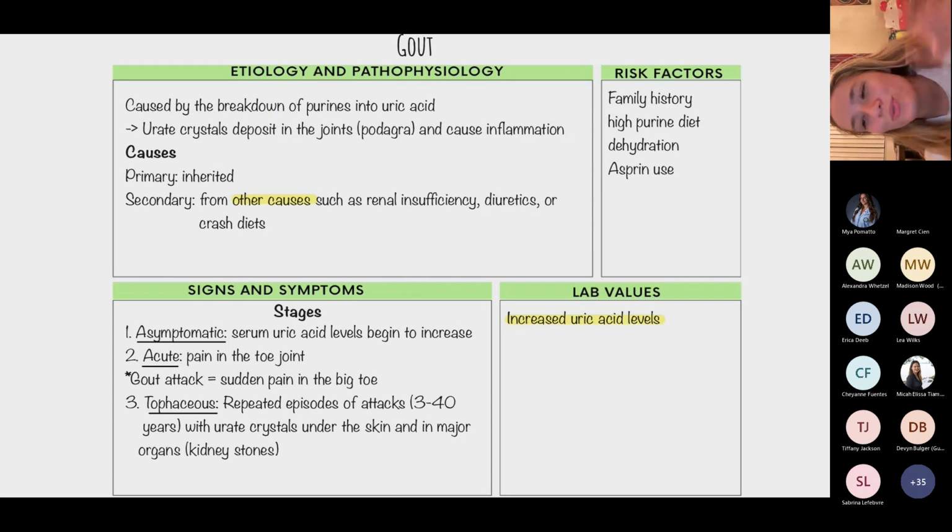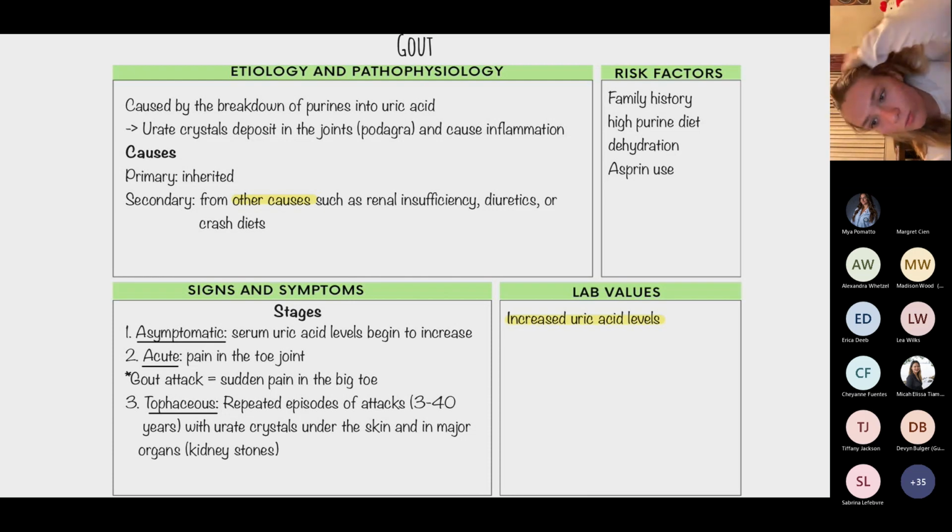Gout, we also classify as a bit of a foot disorder. What's going on with gout is essentially my body has a really hard time breaking down uric acid. So I have this big buildup of uric acid that can form crystals, which can lodge usually in the greater toe, and that's why we classify it a little bit as a foot disorder.